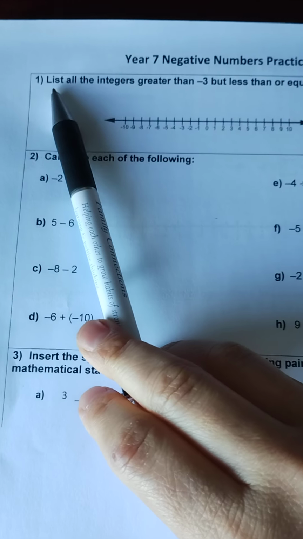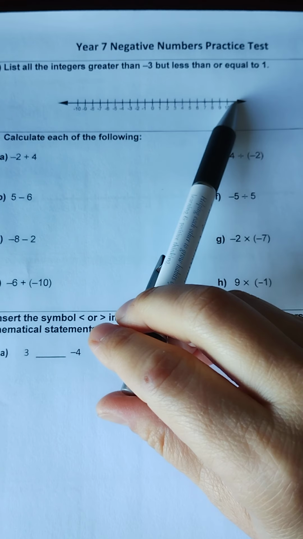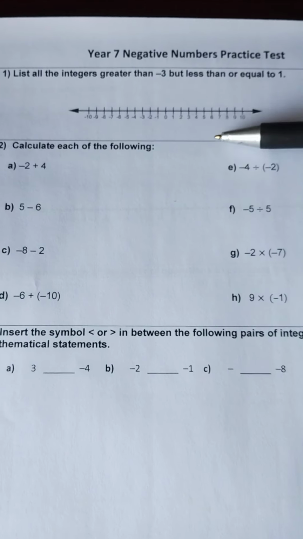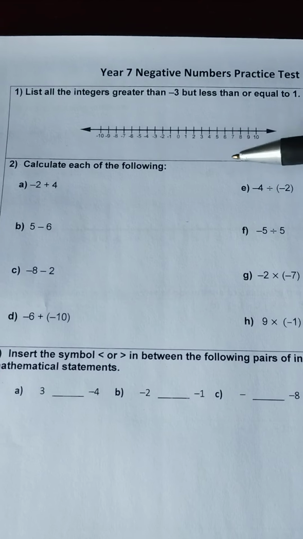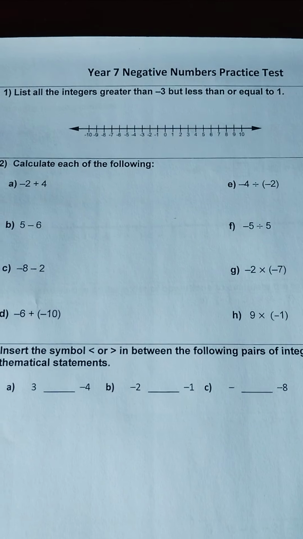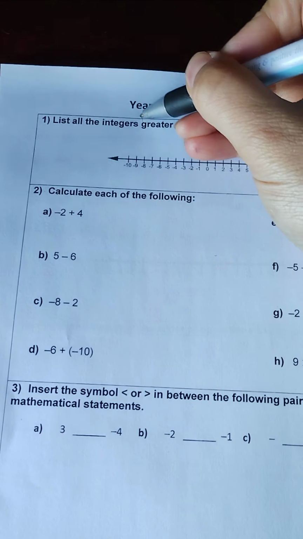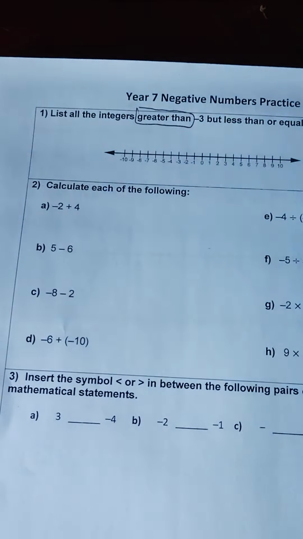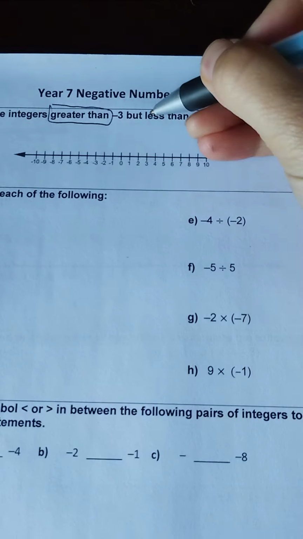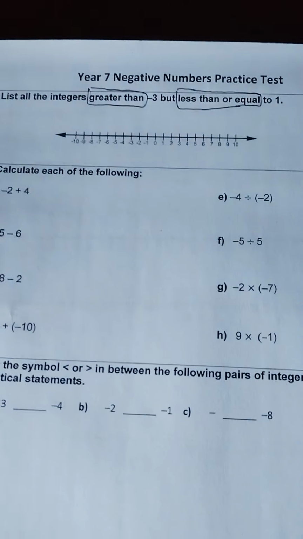Now, this question says, list all the integers greater than -3 but less than or equal to 1. Now, I've got a number line here ready to go. On a test, if there was no number line and you think it may be useful, you can just quickly draw one up. So it says greater than -3. Greater than is an important keyword, and less than or equal to is another one. You have to make sure you understand what they're asking.